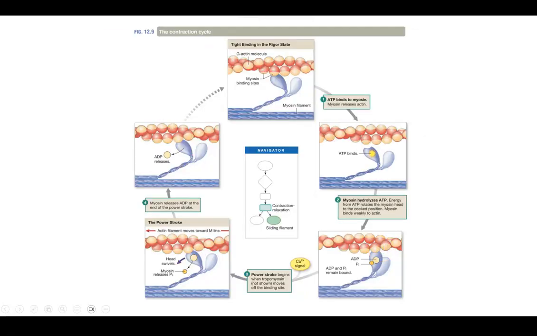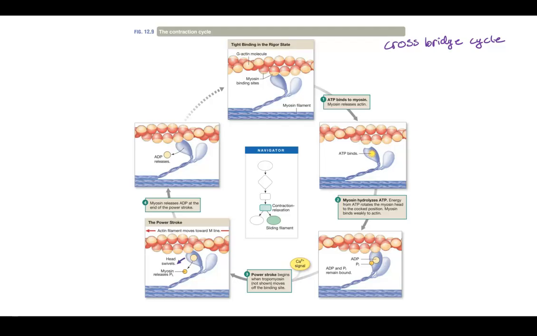Okay, now that actin and myosin are free to bind with each other, this is where we finally get the force production step. So what we're going to do on this slide is something called the crossbridge cycle.